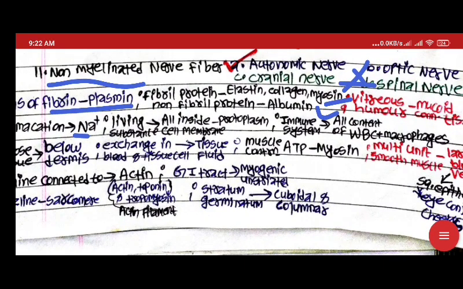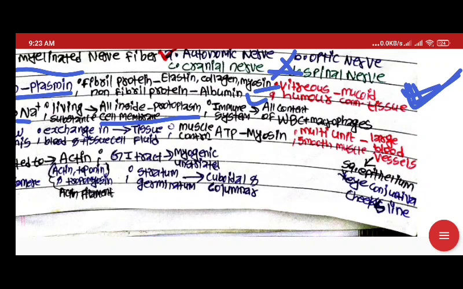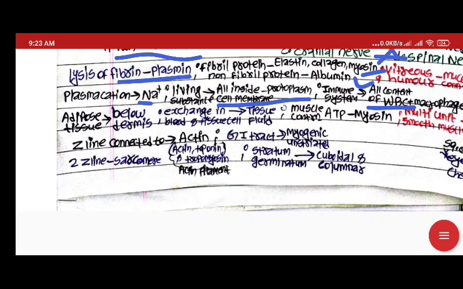Now living substance. Living substance is all substance that comes under protoplasm. The immune system contains all of the WBC and macrophages, because these protect you from the enemy or antigen. Adipose tissue is below the dermis. This should also be remembered. Adipose tissue is below the dermis, and from the dermis hair follicles start.